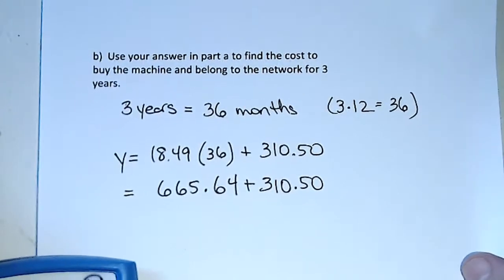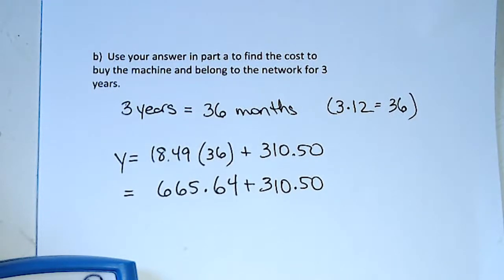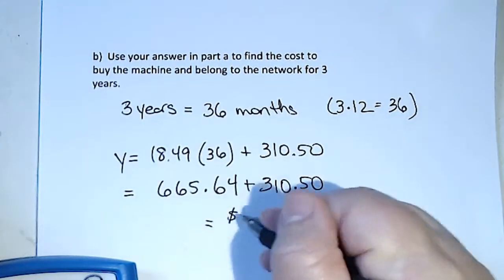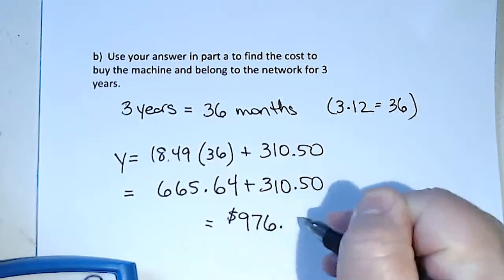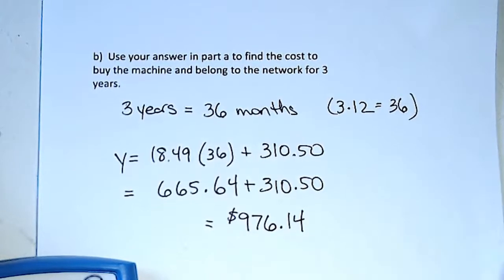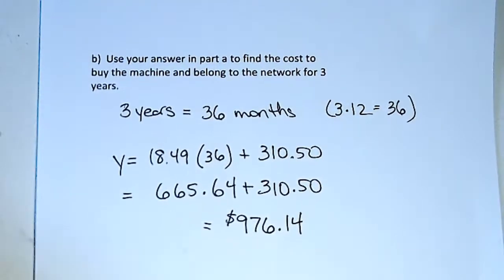So $665.64. And then we add 310.50. And I get a grand total of $976.14. And so the socialist in me would ask, interesting, are the PlayStation folks making more money from selling the machines or from selling the subscriptions?